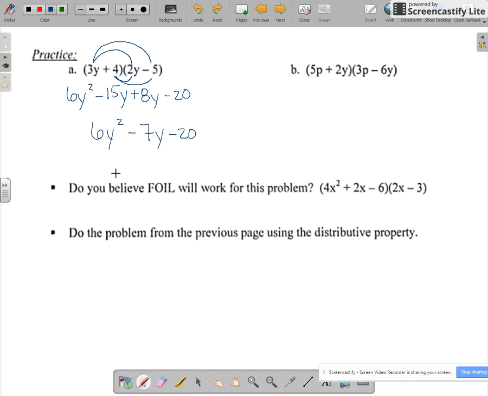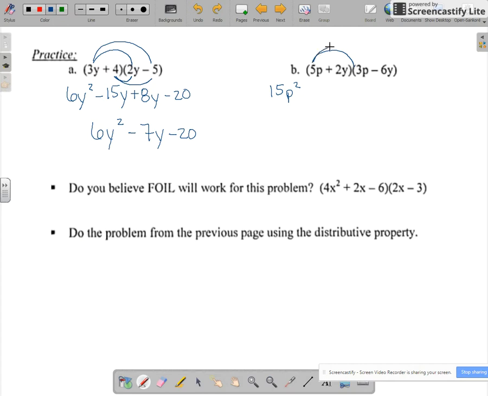So there's letter A. Again, feel free to pause. Letter B. Okay, so now we have 2 variables going on. Still do it the exact same way. So we treat our firsts first. So 5p times 3p is 15p squared.